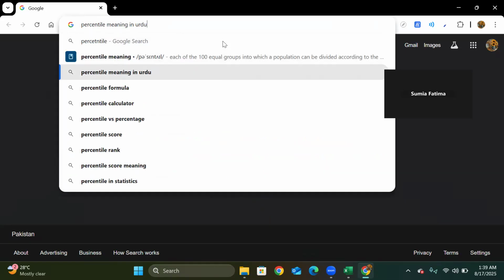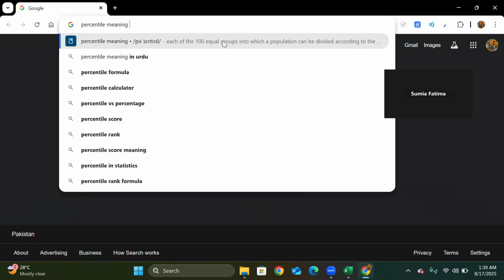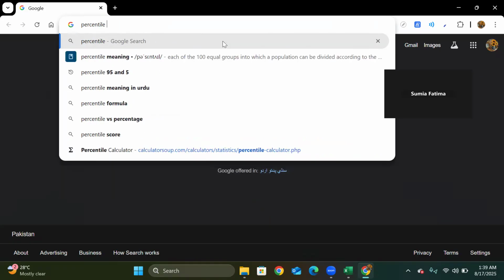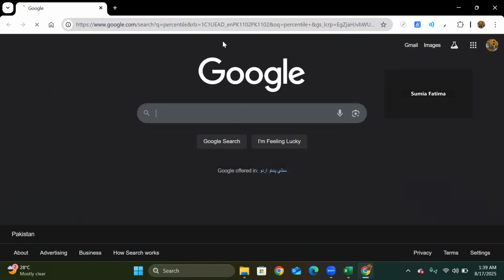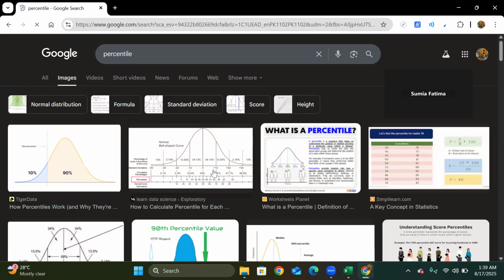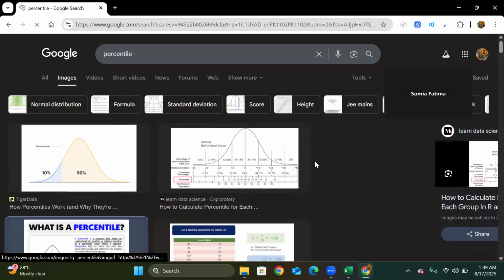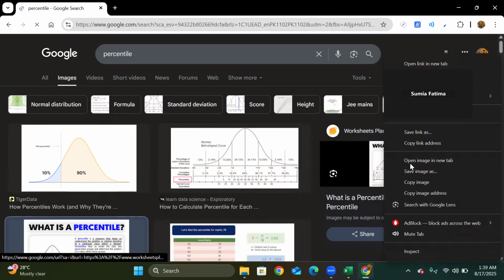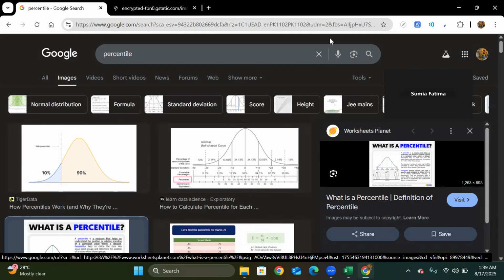Okay. Percentile graph, percentile chart. Okay. Percentile score. This is a percentile. Okay. What does a percentile mean? Let me open it and show it to you guys.